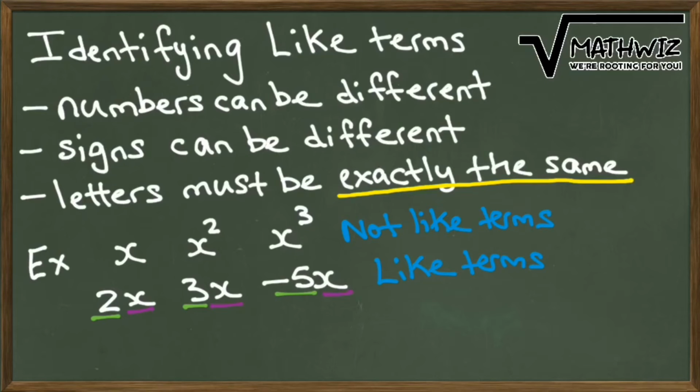Then let's look at another set of examples. Let's say we have minus 4x squared, x squared, and 6x squared. So again, we're not going to focus on the numbers or the signs. We are going to focus on the letter, right? And the x, we see that all of them is x squared. And so, yes, all of these are like terms.